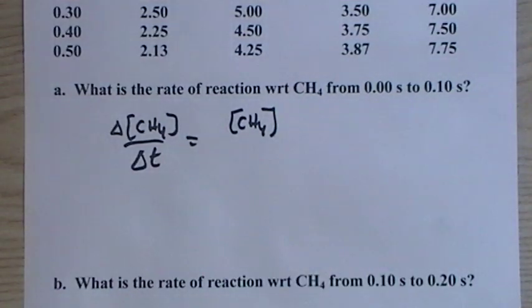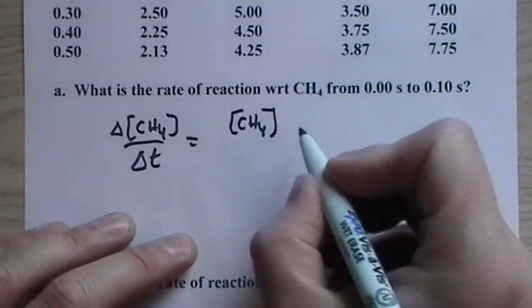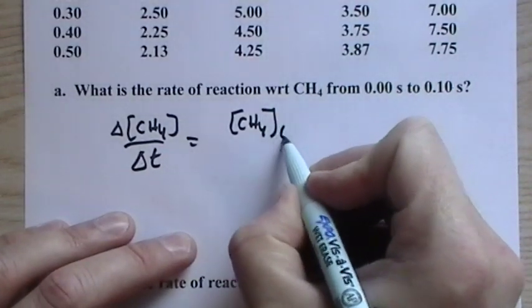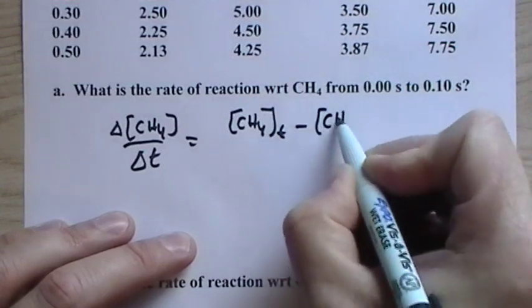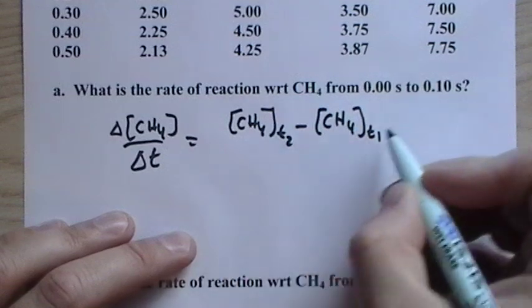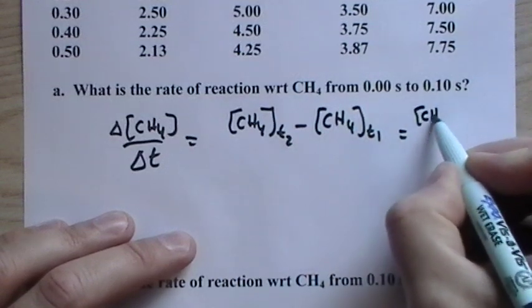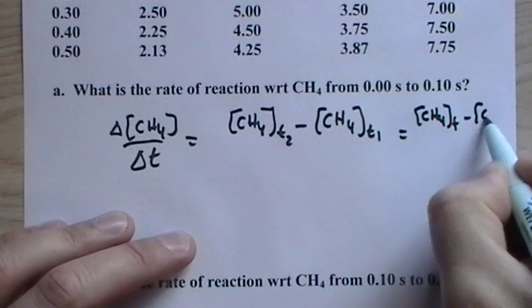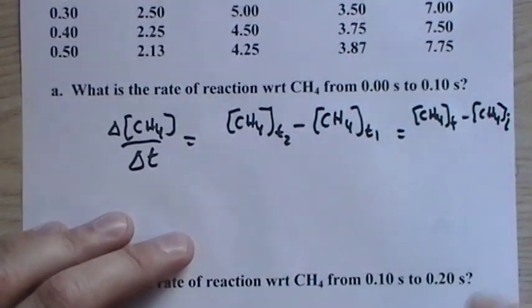and let me just check your book to see if they use initial and final, or if they even break it up at all. I don't see it. They just leave it as, oh, I see, okay. So we'll just say at time T2 minus T1. You can also say methane final minus methane initial, so the initial concentration, either one.